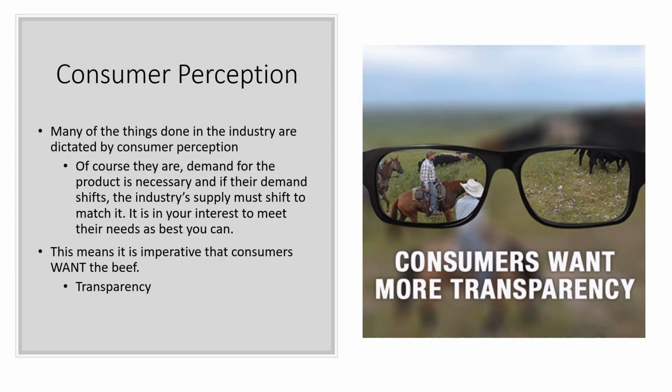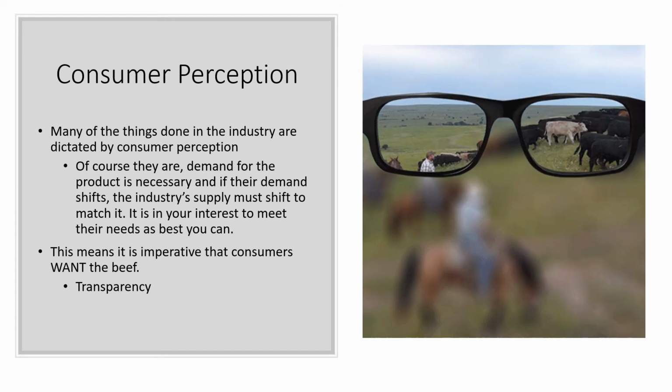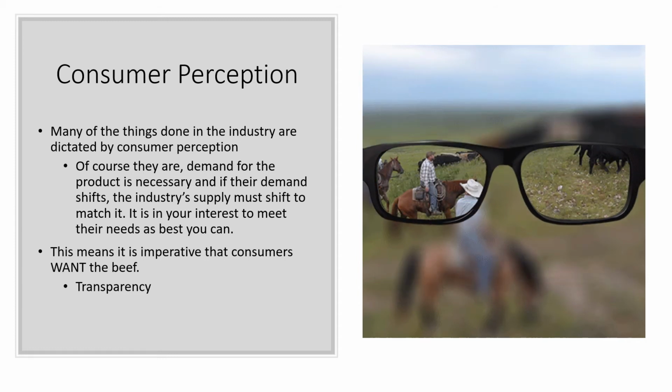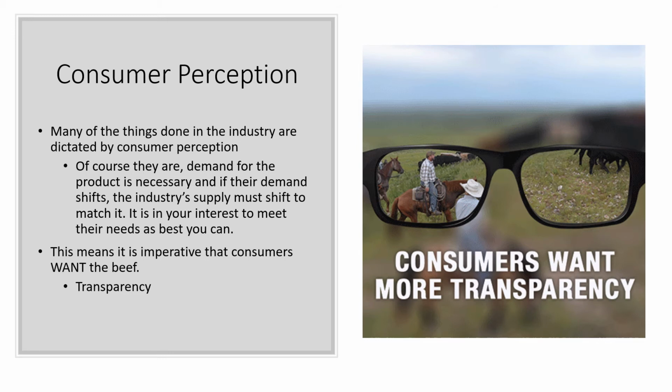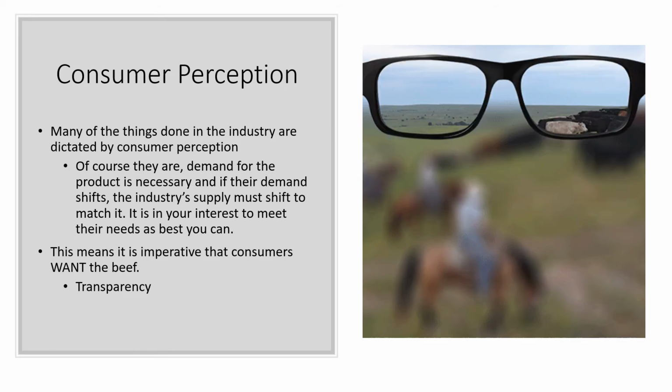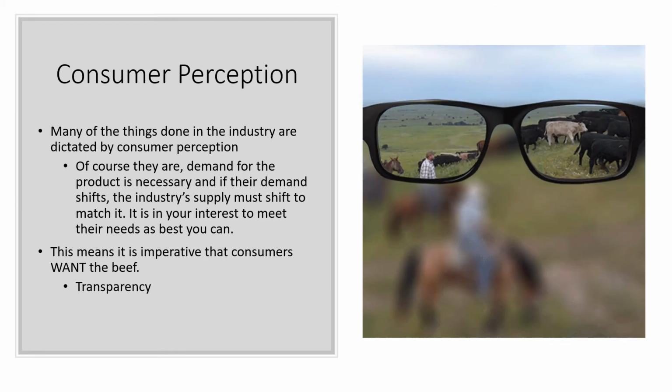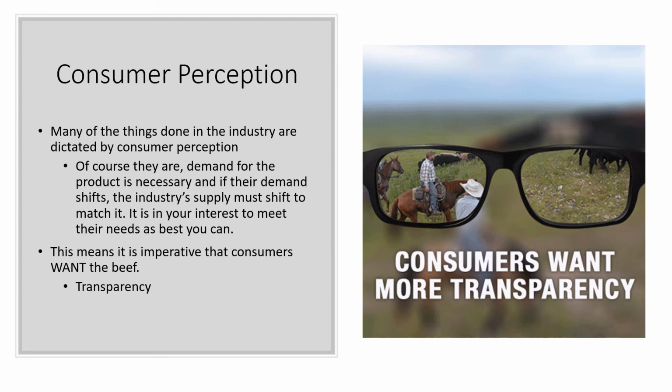So, consumer perception. I know antibiotics are a huge thing in the perception for what kind of beef you want to go get. In the stores you always see "no antibiotics used on this cow" or on this beef. So many of the things done in the industry are dictated by consumer perception. Of course they are, because demand for the product is necessary, and if the demand shifts, the industry's supply must shift to match it, or else you're not going to make any money.